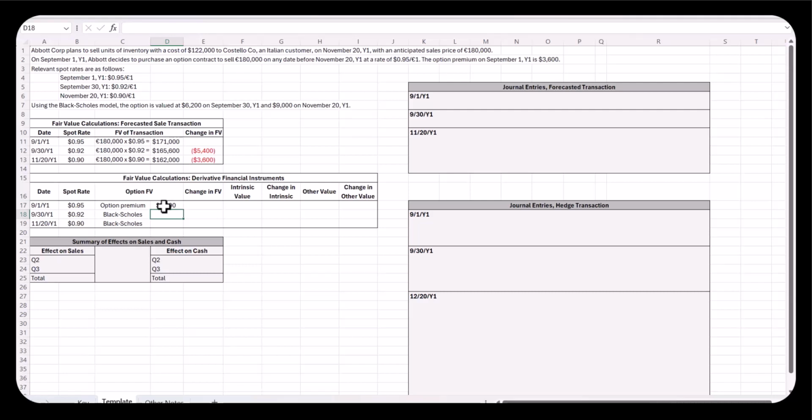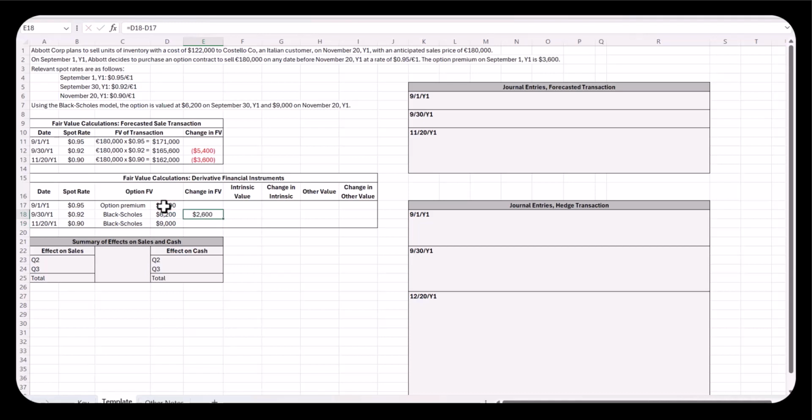Then, at the bottom of the blurb at the top, it says, using the Black-Scholes model, the option is valued at $6,200 on September 30th and $9,000 on 11/20. And then we can find the change in fair value again, just like we did on the previous chart. Start with our fair value as of 9/30 and subtract the value as of 9/1.